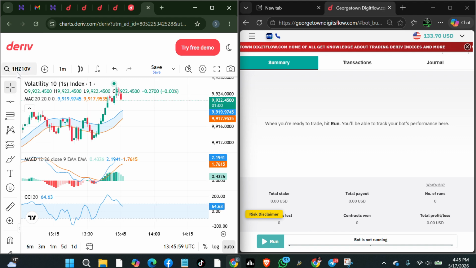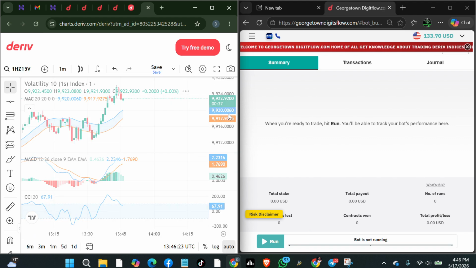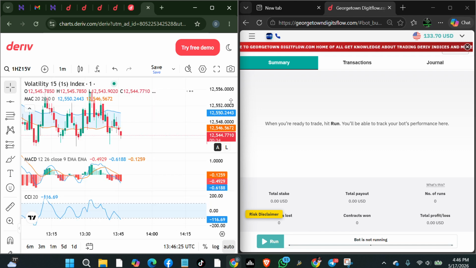I said that whenever you're looking for entry points in the volatilities, we don't look at them the same way; some we look at differently. So whenever you go to volatility 10 1s, 25 1s, 50 1s, 75 1s, and 100, you'll be looking at the second digit after the decimal here, 4, 4, 5, 3. And whenever you look at the 15 1s, 30 1s, and 90 1s, you'll be looking at the third digit after the decimal point, okay?